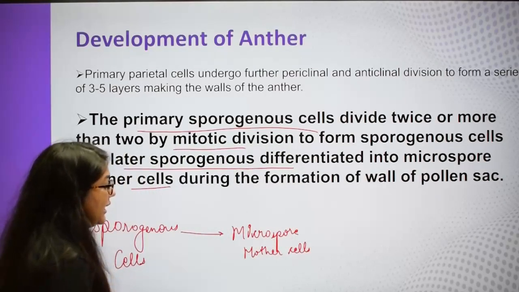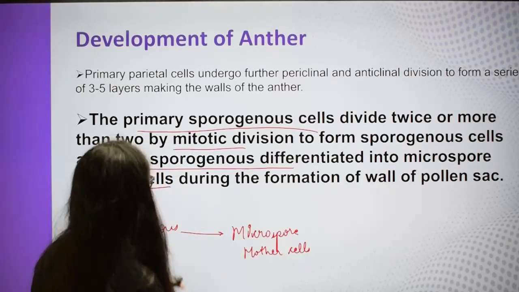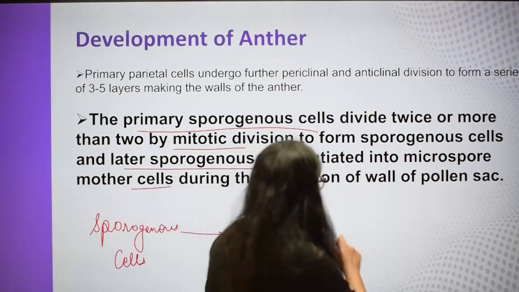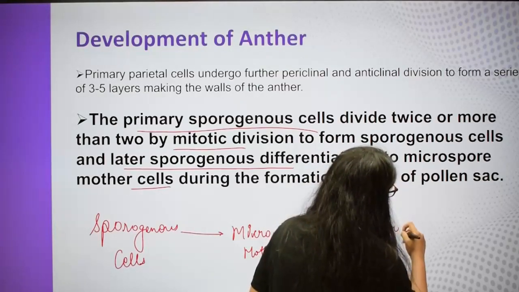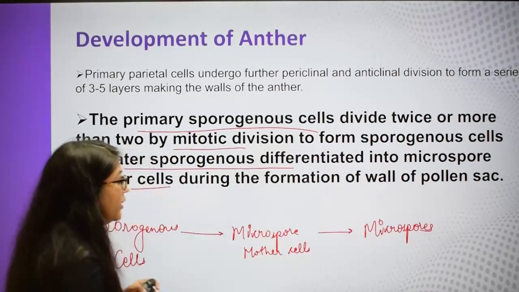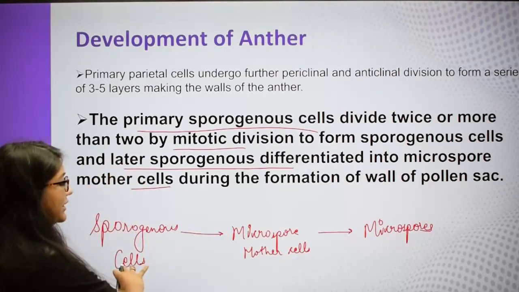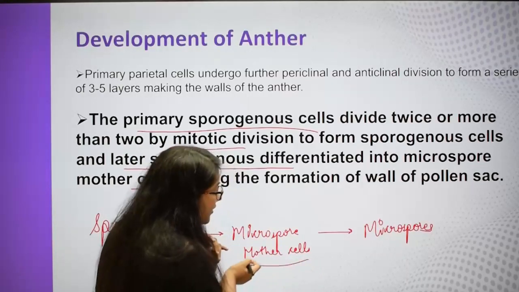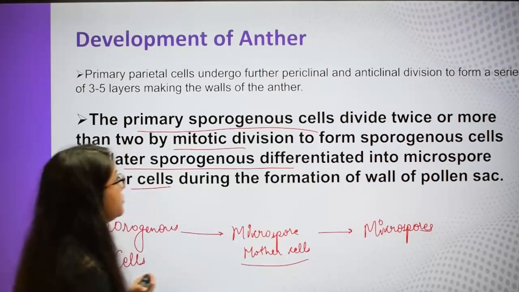So sporogenous cells differentiate or act as microspore mother cells, and of course these microspore mother cells are going to give rise to microspores, which are going to develop into your pollen grains. So that is what is written here. What you have to remember is, from the sporogenous cell what do we get? Microspore mother cell, and as the name mother cell suggests, this microspore mother cell is going to give rise to microspores.